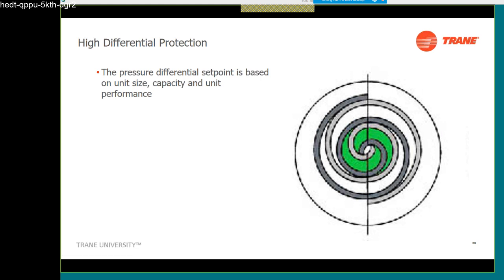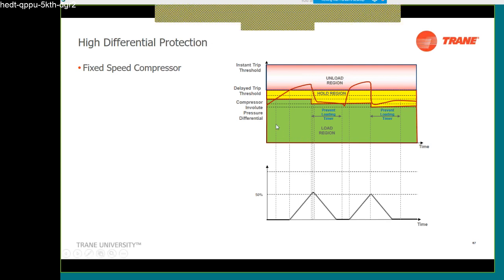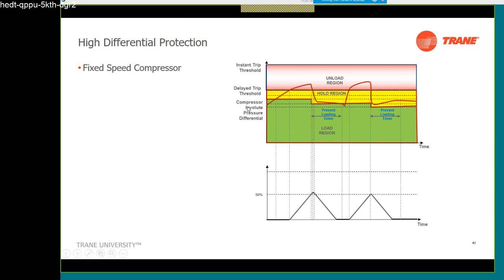So now we get some weird graphs. For fixed speed compressors, for that high compressor envelope differential pressure, as long as we stay down in this green area, it's okay. We can add and subtract capacity all day long and we're okay. If we get up into this yellow region here, that's that hold region. Don't add capacity, but we can maintain where we're at. Once we get up into this red section, now we're looking at unloading compressors and trying to back everything off. And we're going to start our timer.